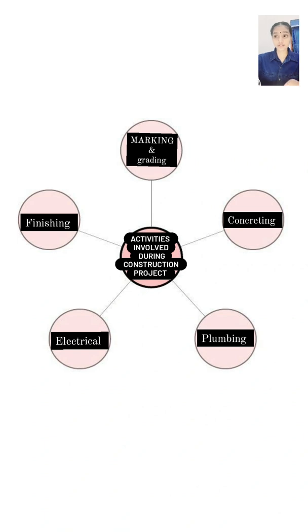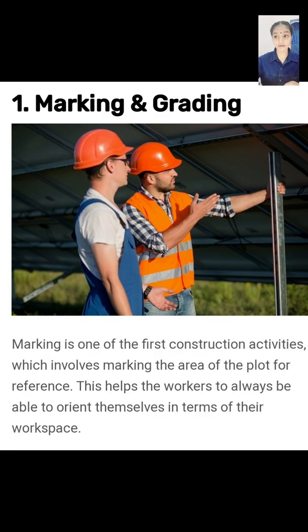The activities involved during construction project. So the first activity is marking and grading. Marking is one of the first construction activities, which involves marking the area of the plot for reference. This helps the workers to always be able to orient themselves in terms of their workspace. Grading helps to ensure that buildings are even, last long, and maintain maximum support.